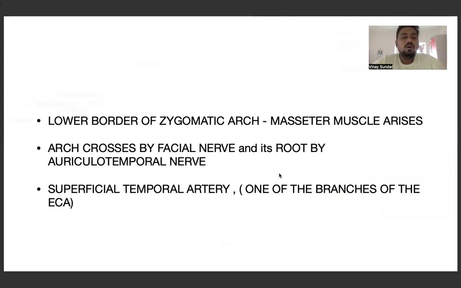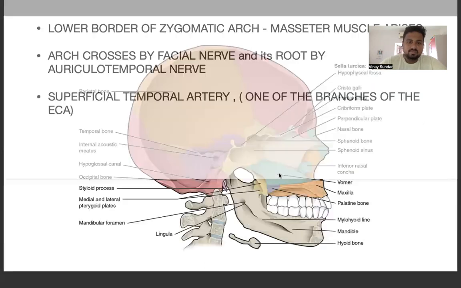Now, some of the things which you need to remember: the masseter muscle arises from the lower border of the zygomatic arch, and the arch is crossed by the facial nerve, and its root is supplied by the auriculotemporal nerve. Now, the superficial temporal artery is another structure which is close to the zygomatic arch, and it is one of the branches of the external carotid artery, which we'll be seeing in detail here.